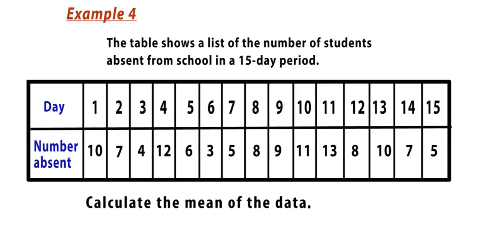So day 1 we had 10 absent. On day 2 we had 7 absent. On day 3 we had 4 absent. On day 4 we had 12 absent. On day 5 we had 6 absent. On day 6 we had 3 absent. On day 7 we had 5 absent. On day 8 we had 8 absent.